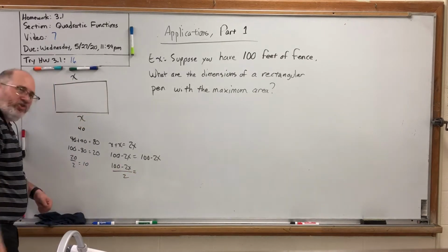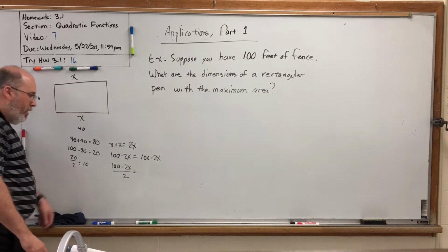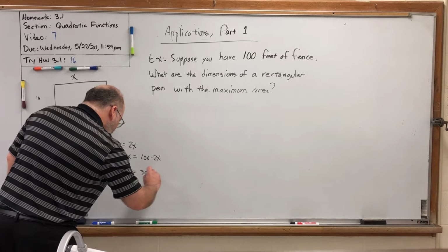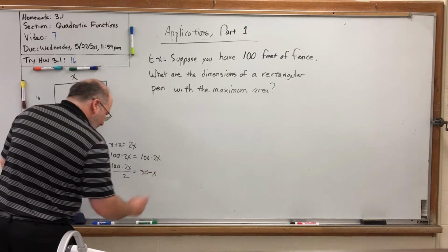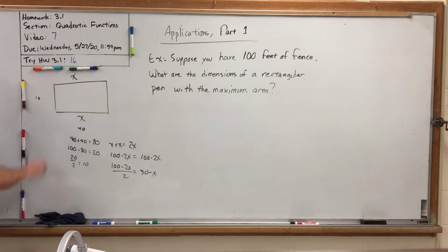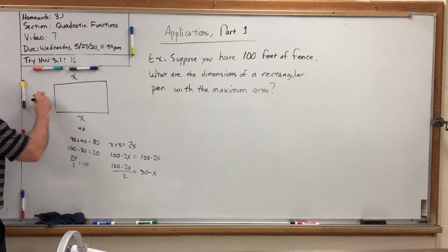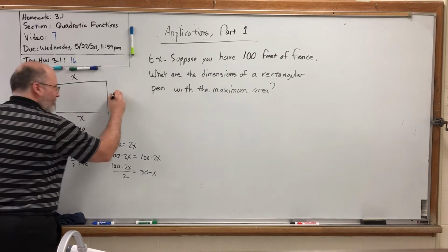Oh, we can split this into two fractions and reduce each one. 100 divided by 2 is 50. 2x divided by 2 is x. So it looks like if I put an x here, I put a 50 minus x here. And here, does that work?